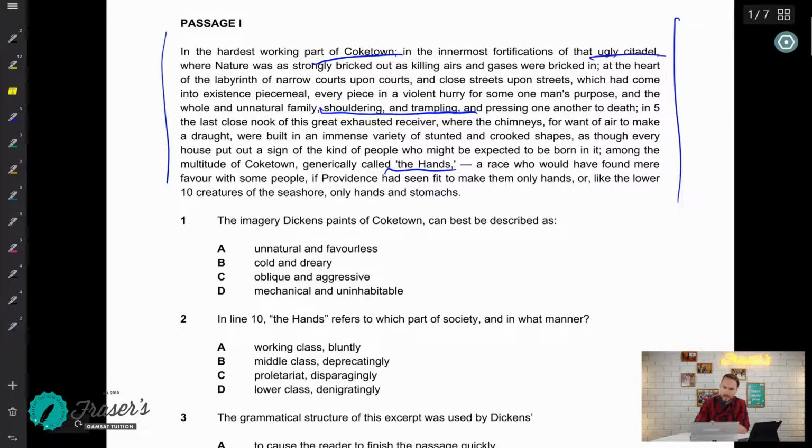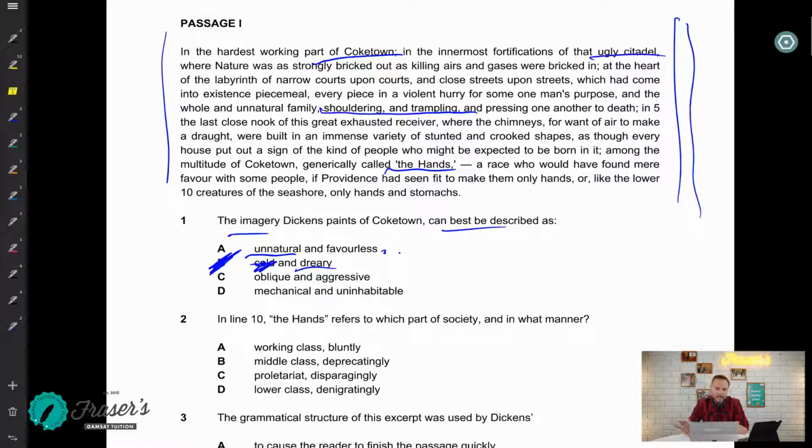So, the imagery can best be described as A, unnatural and favourless. Unnatural is good. Favourless is a strange word, without favour, which is true, but it's a strange word, so I'm suspicious of it. B, cold and dreary. We've got no real evidence that it's cold. It's referring to the temperature, not some metaphor about being cold-hearted. Dreary, yes, but not cold. So I'm going to eliminate B.